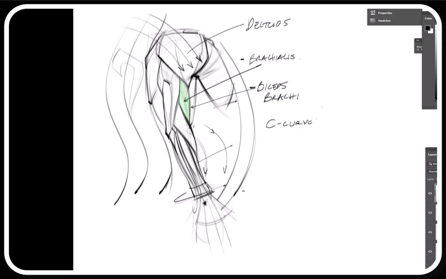And again, this overlap here of these ridge muscles, overlapping the bicep muscles, the brachialis and the biceps brachii, that's critical. You definitely want to remember that overlap. That's definitely going to help out your arm drawings a great deal.